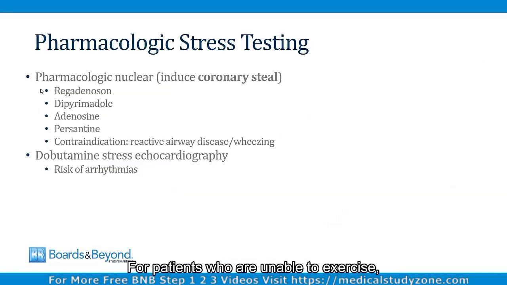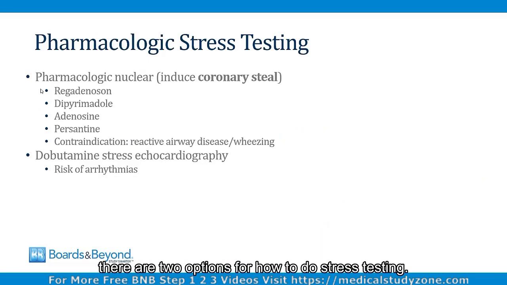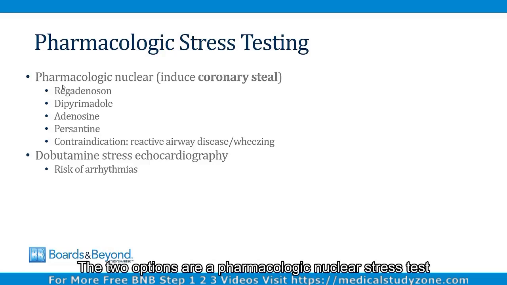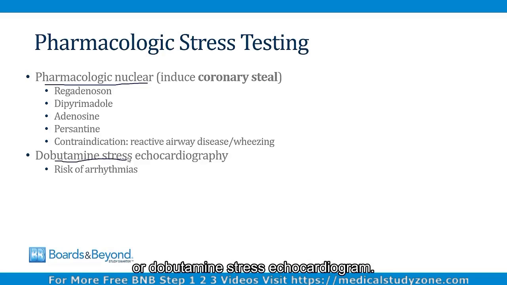For patients who are unable to exercise, there are two options for how to do stress testing. Reasons that patients can't exercise include things like osteoarthritis or neurologic dysfunction or sometimes severe back pain. The two options are a pharmacologic nuclear stress test or a dobutamine stress echocardiogram.